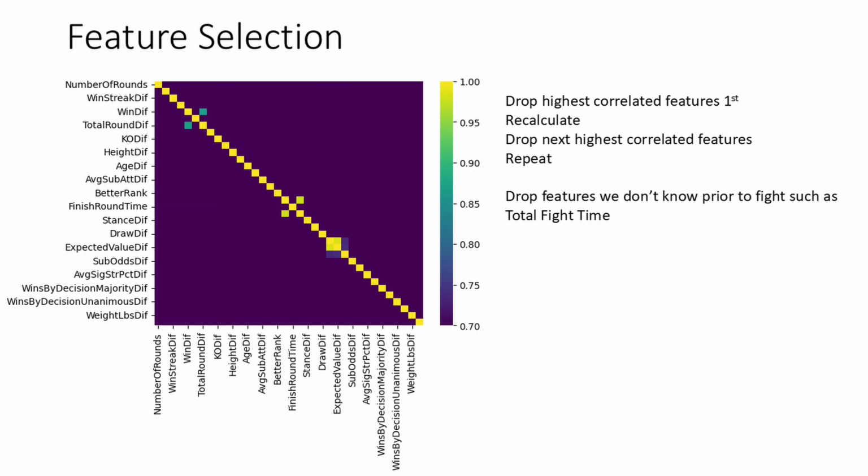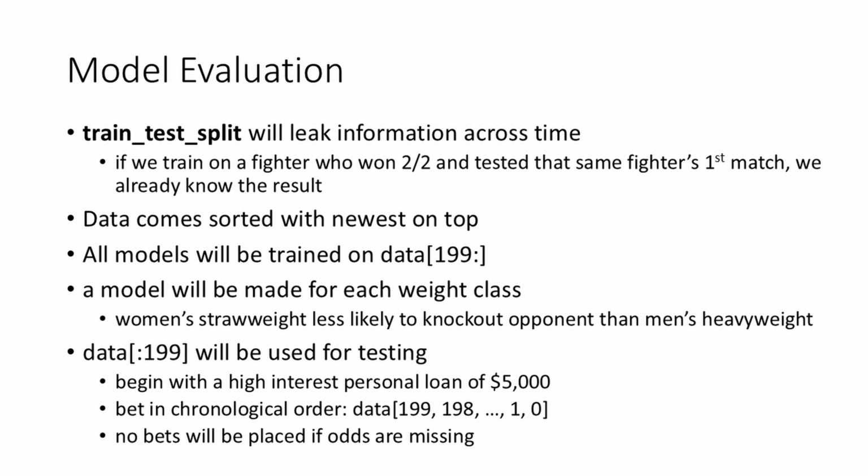Feature selection consists of calculating the correlation matrix. Take the maximum pair and choose which feature of the pair to drop. We repeat the process until all correlations are below some threshold. When training our model, we want to avoid train, test, split since it is a random process. Being a random process means we can have a situation where we train using future statistics to predict past outcomes. For example, if we train on a fighter who has won 2 out of 2 matches and we want to predict the outcome of their first match, we already know that fighter has won the first match.